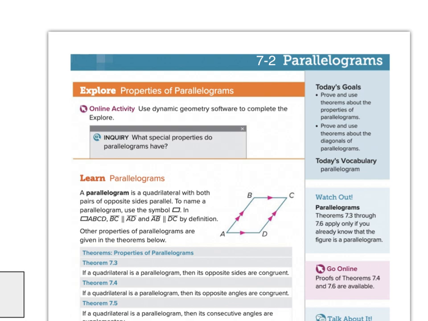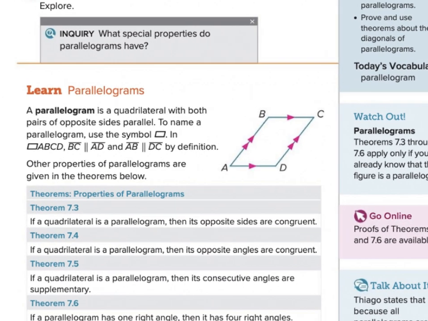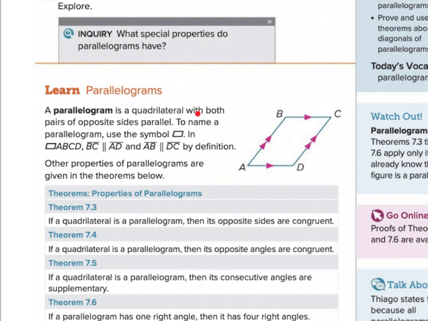So without further ado, a parallelogram is a quadrilateral with both pairs of opposite sides parallel. As we can see in this image, AB is parallel to CD, BC is parallel to AD. And this is a parallelogram symbol. Very hard to use sometimes, so don't worry about it too much. Here in parallelogram ABCD, BC is parallel to AD, AB is parallel to DC. We can see it by the parallel marks.